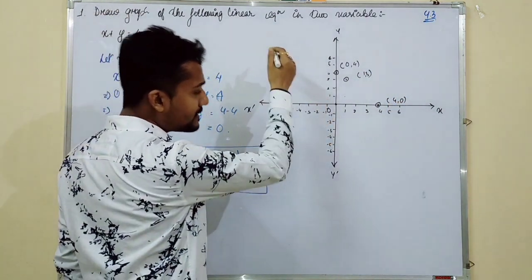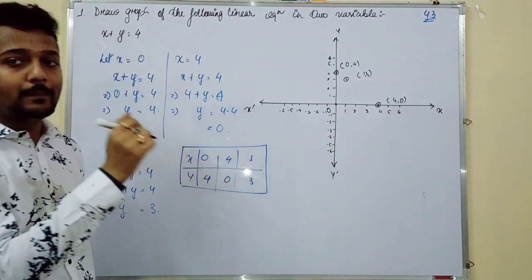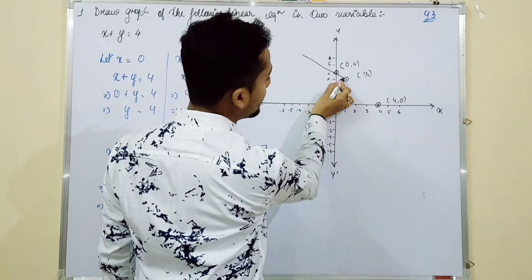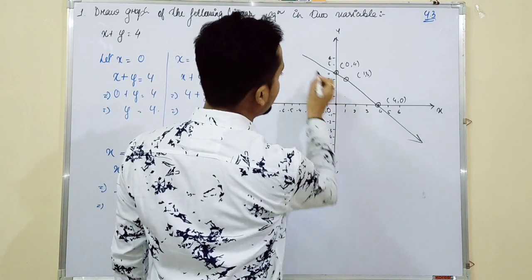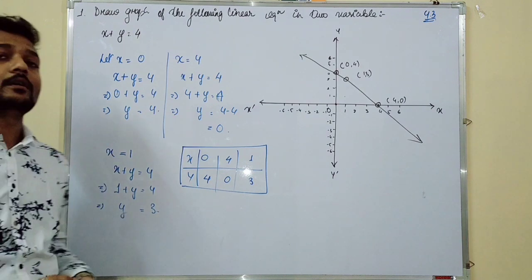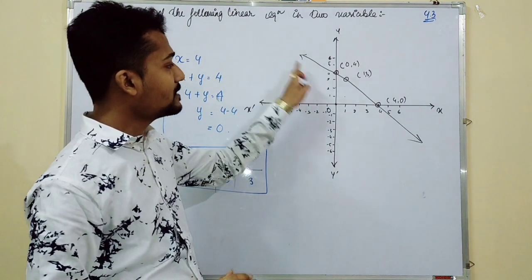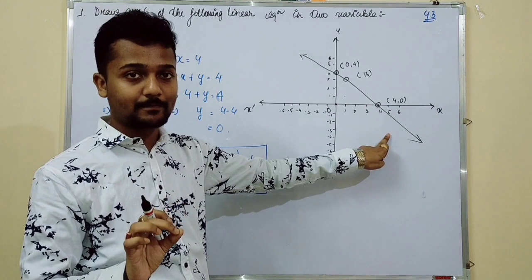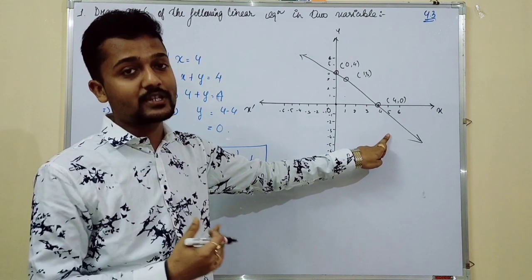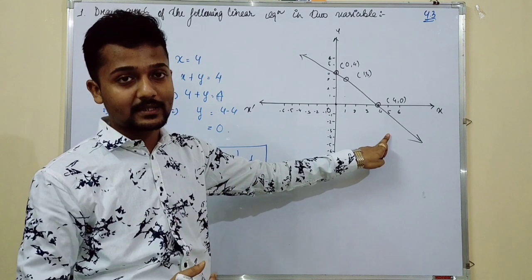Now see, you place a scale and draw a line passing through the points. It should pass through all the three points found. If it passes through the points, that means you are correct. If it doesn't pass through the points, that means you have gone wrong somewhere and you have to check where you made the mistake.